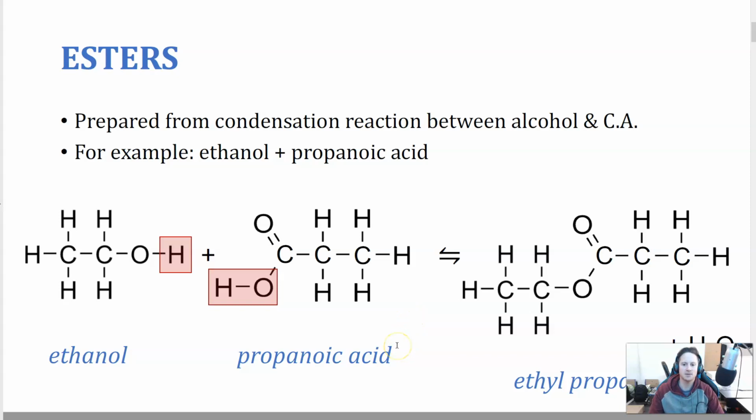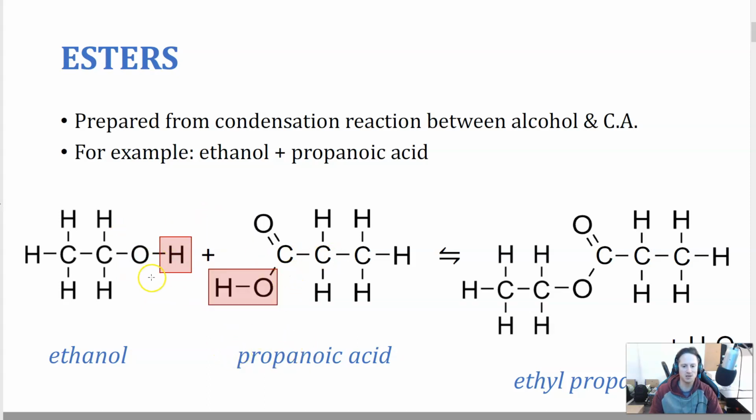So how are esters prepared? From a condensation reaction between alcohols and carboxylic acids. Condensation reactions produce water as a small molecule coming off. An example of that is ethanol as your alcohol and propanoic acid as your carboxylic acid. Hopefully you can identify those alcohol and carboxylic acid functional groups pretty quickly.